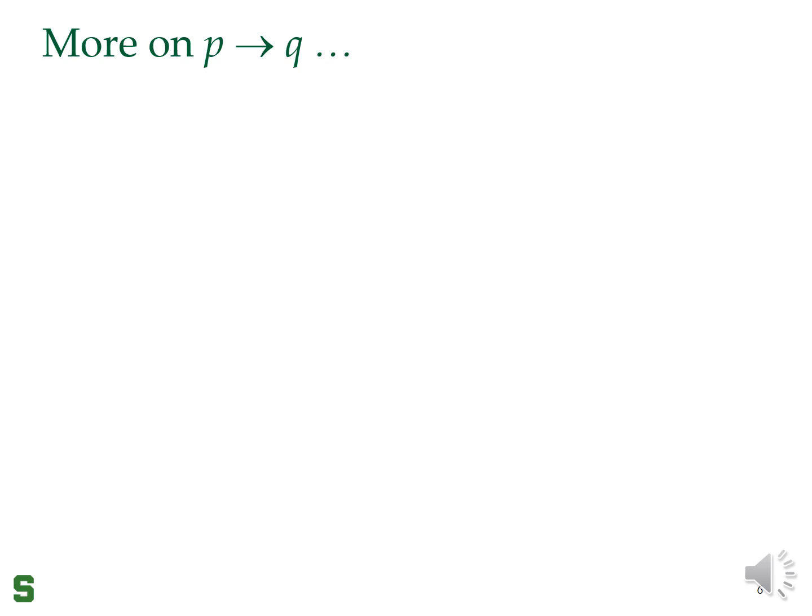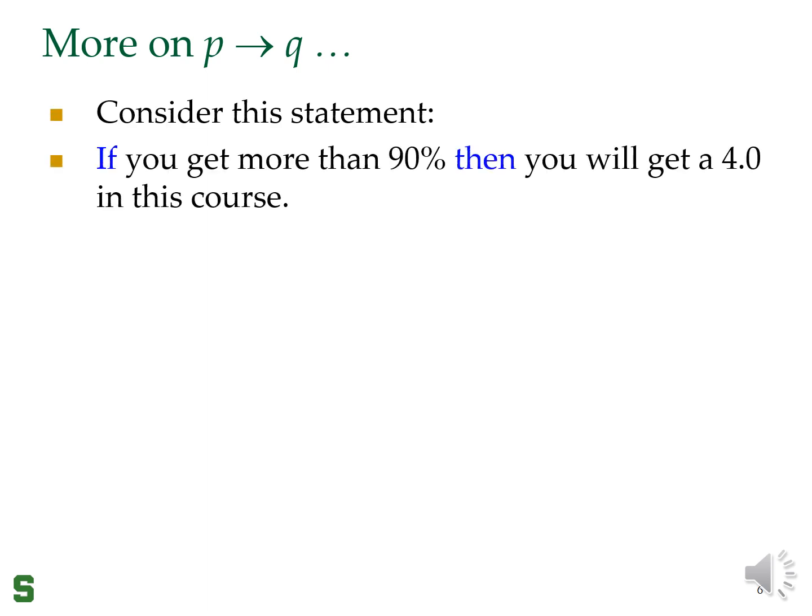A little bit more on P implies Q. Let's consider this statement. If you get more than 90% in this class, then you will get 4 points in this course. What is its truth value based on the grading scale that I assigned yesterday?